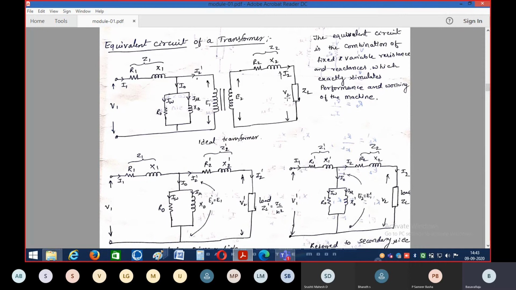Similarly, what is the value of V2? V2 is equal to E2 minus I2 into Z2, or we can say that E2 is equal to V2 plus I2 Z2.